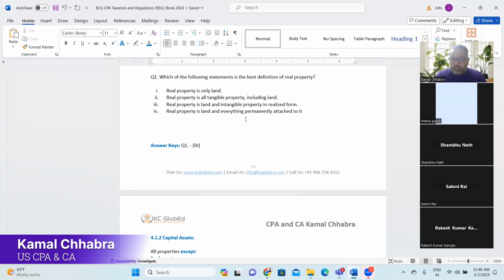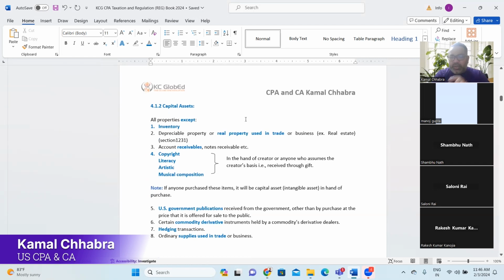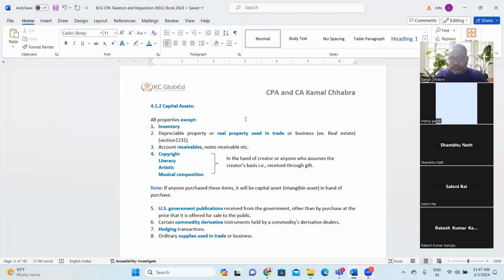Okay. Intangible properties will be your copyright, your goodwill, or your patents, right? Those are intangible property. But here what we are saying is that those intangible properties are not considered a capital asset in the hands of the creator. But for anyone who is purchasing, it is an intangible asset, not a real asset. Make sense?